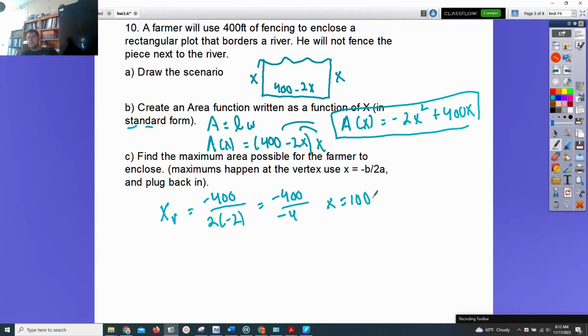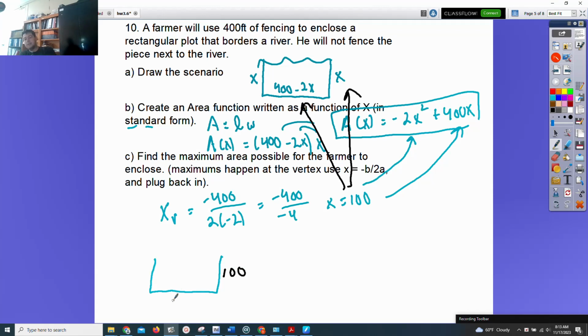Now, a lot of teachers teach that you plug that x back in right there, which is fine. But you also have a perfectly good drawing, don't you? I mean, you've got a rectangle. X is 100. I would put it right there, and I'd put it right there. That's what I would do. So we've got 100 for x. 400 minus 200 is 200. And our area is going to have to be 100 times 200.